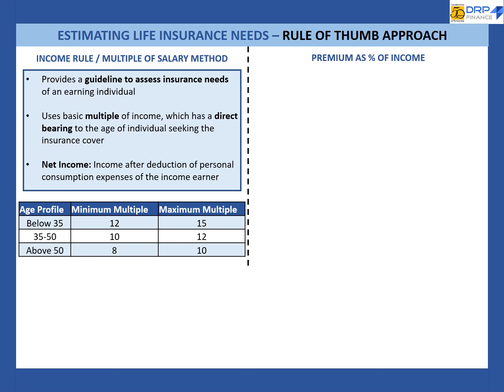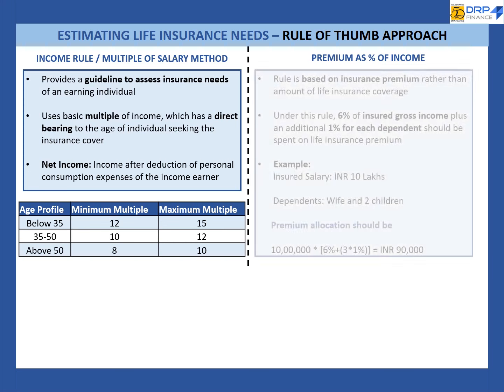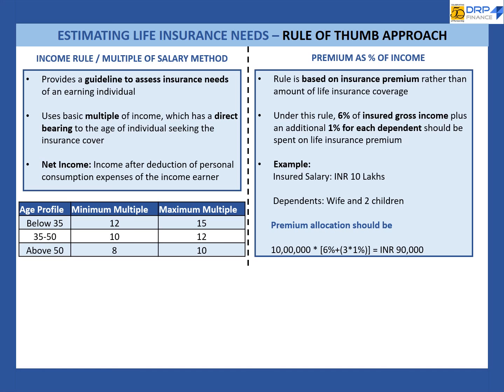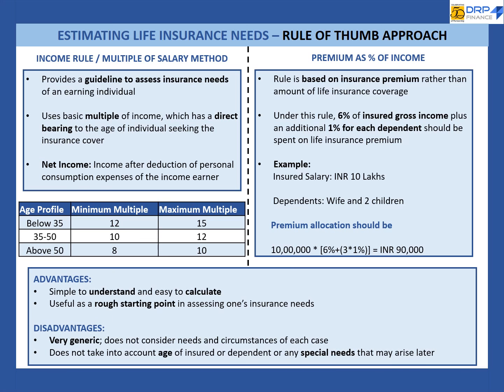In premium as a percentage of income, 6% of insured gross income plus an additional 1% for each dependent should be spent on life insurance premium. For example, if insured salary is 10 lakh and he has 3 dependents, one wife and 2 children, premium allocation should be 10 lakh into 9%, that is 90,000.